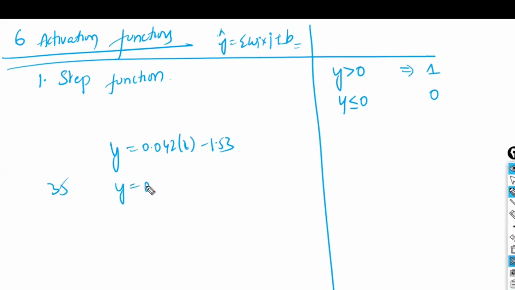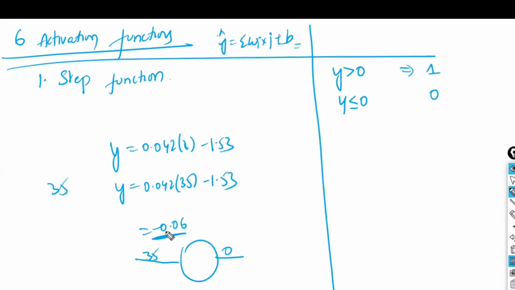That is nothing but 0.042 into 35 minus 1.53, which is minus 0.06. Now, since this value is less than or equal to 0, the neuron's output is 0. If 35 is the information for this neuron, the output is 0.